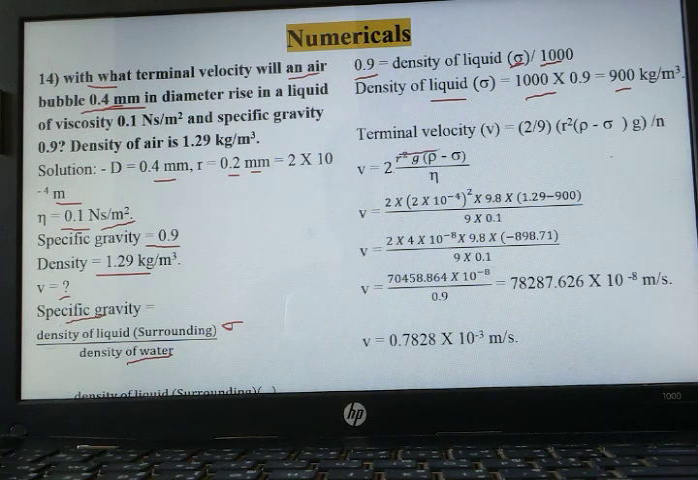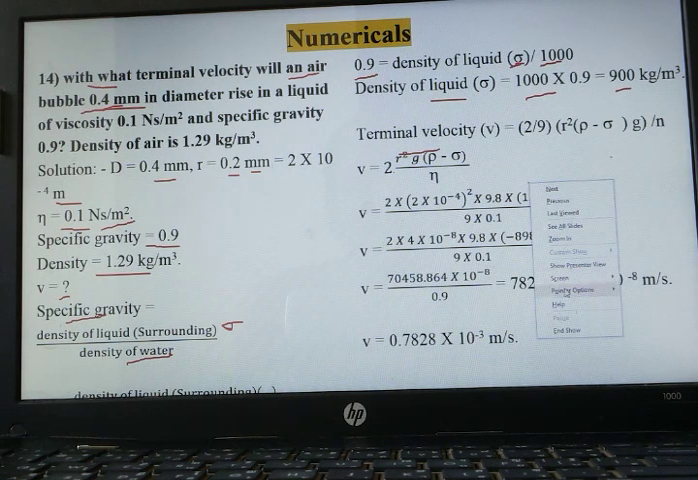Now we have to find out the terminal velocity. So the formula is what? V equals, just 1 minute.